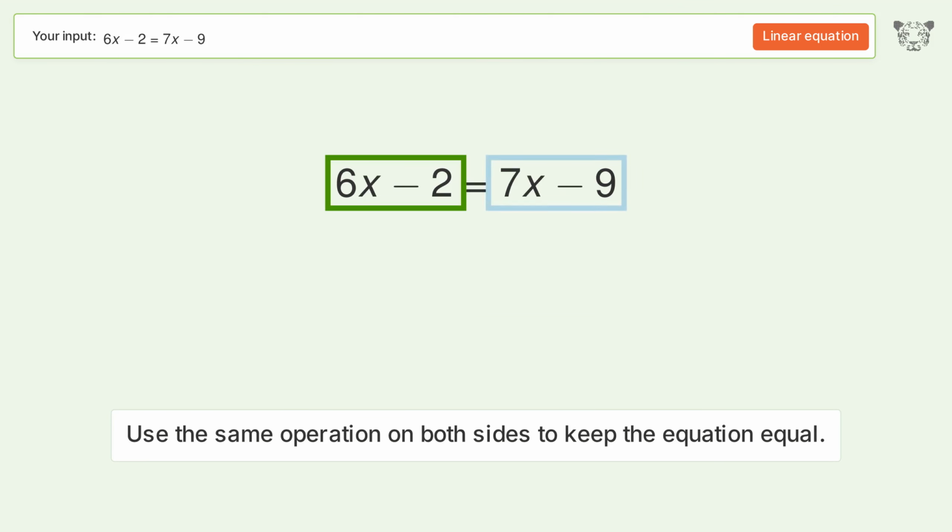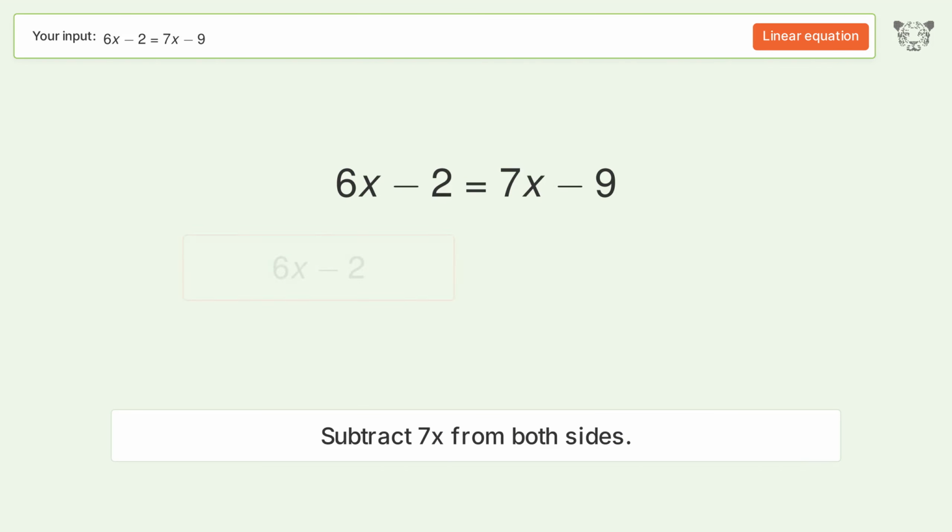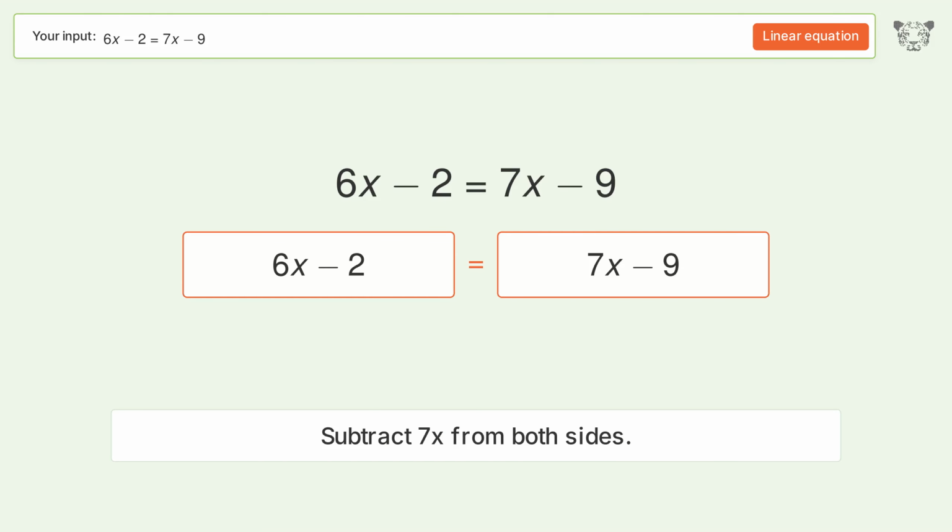Use the same operation on both sides to keep the equation equal. Subtract 7 times x from both sides to collect the variable terms on the left. That gives negative x minus 2 equals negative 9.